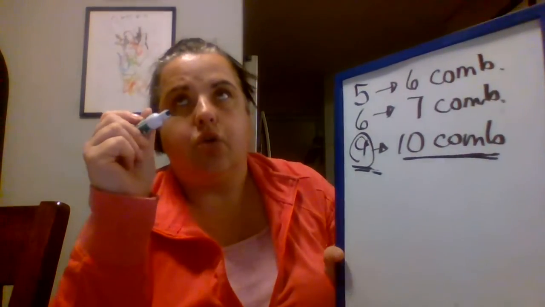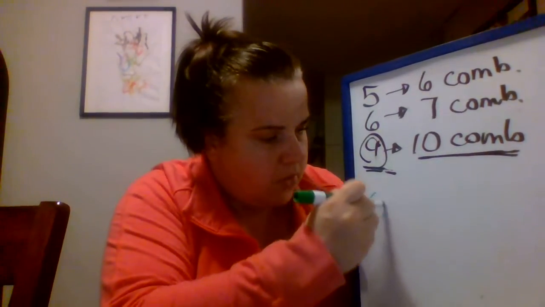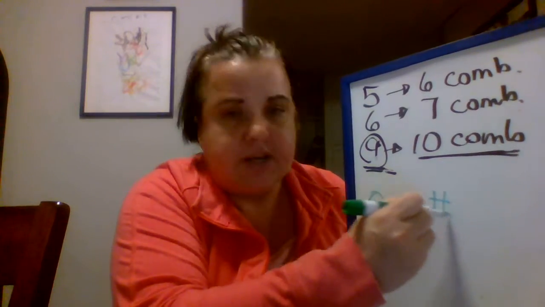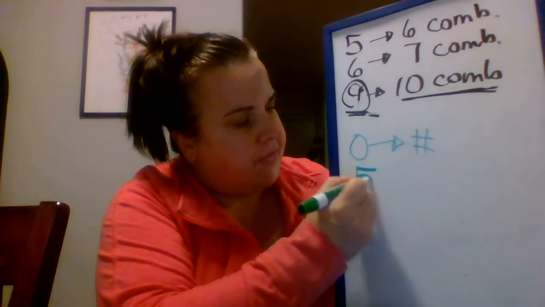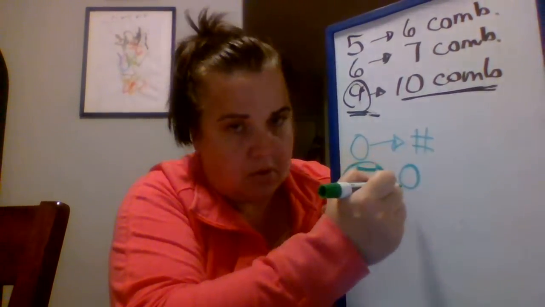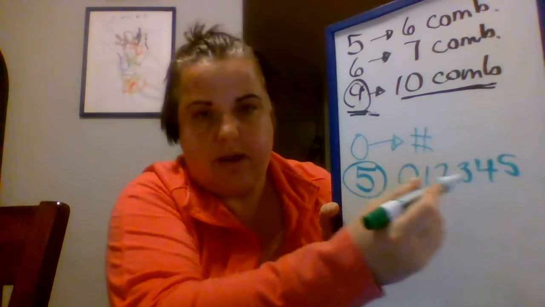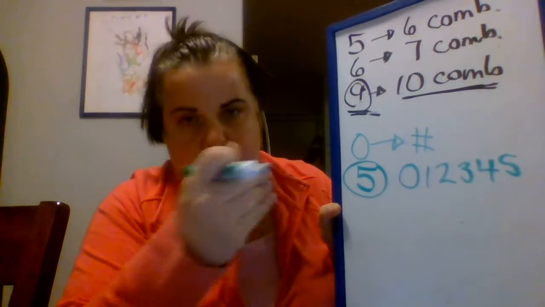Okay, the second thing, let me just switch colors on you here. The second thing I want to point out to you is that when you are making your combinations, what ends up happening is you're using all of the numbers from 0 to whatever number it is you're doing. So for instance, if I'm doing the number 5, I know, and I can put on my paper right away, I'm going to need the numbers 0, 1, 2, 3, 4, 5, okay? Then I can start figuring out which of these numbers I can put together to make 5.